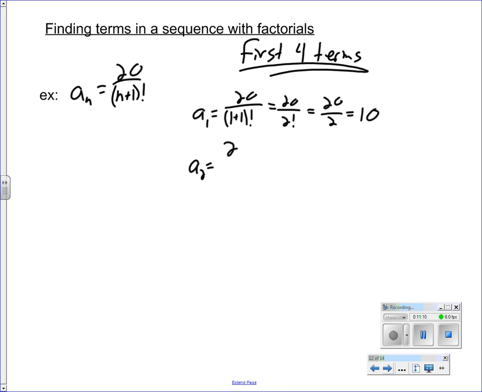Plugging in 2, we have 20 over 2 plus 1 factorial. That's 20 over 3 factorial. So again, we can write this out, so we can use some cancellation here. 20 over 2 is 10 over 1. So we can write this simplified as 10 over 3.